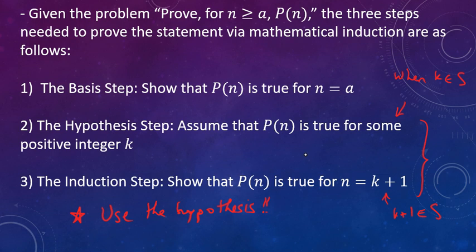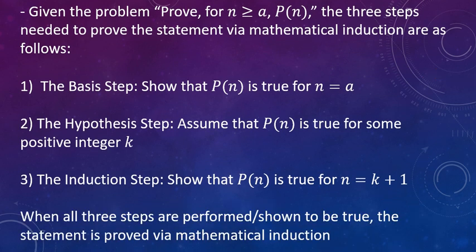So we can see how the first principle of finite induction is basically, essentially, the exact same thing as this three-step process needed for mathematical induction. And when you have shown or performed all 3 steps and you've shown that they are true, then you can just nicely sum it up with thus the statement is proved via mathematical induction.